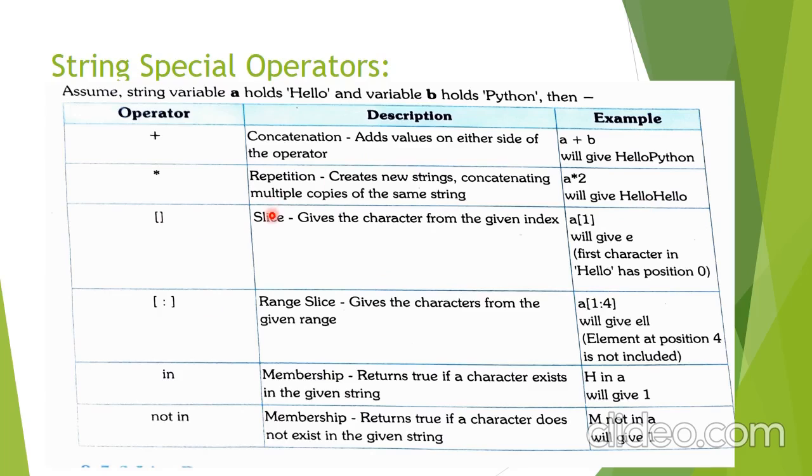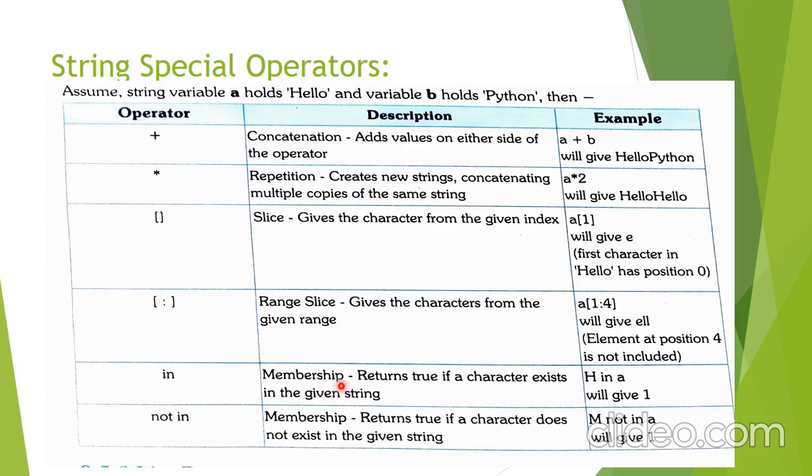Now next is slice. Slice means what? It gives the character from the given index. Like a equal a, then after one, actually we will discuss this in our next topic, list. Then you will easily understand what is slice and how we will assign the range for slice. Okay, now we will discuss the in operator, which I think everyone knows.